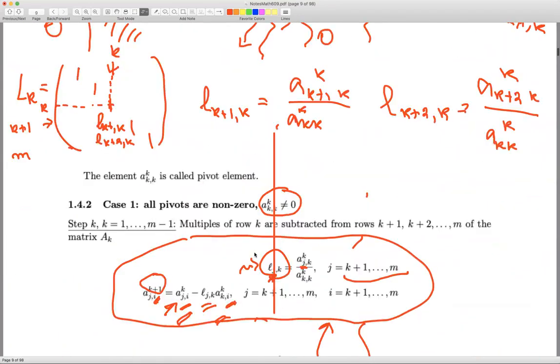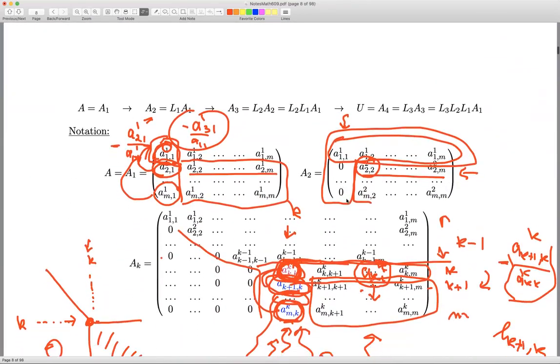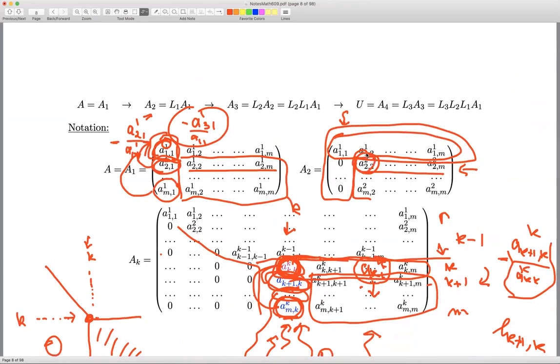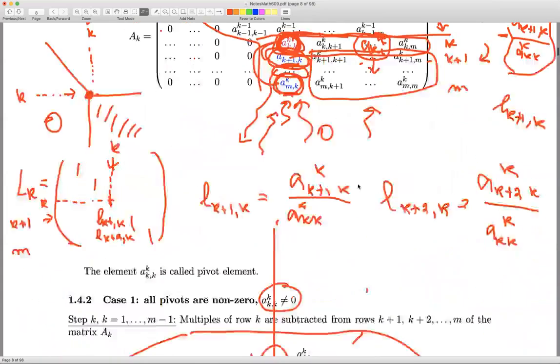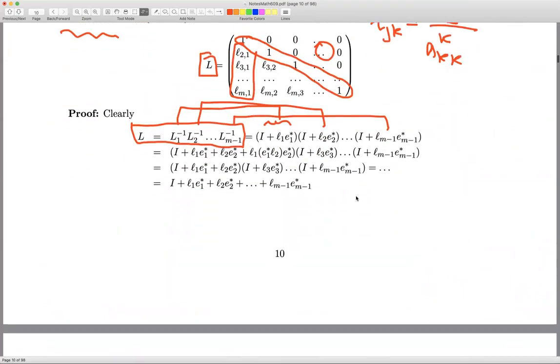Then I do the second step of my Gauss elimination. In the second step, this is the pivot element, and the pivot element occupies the second column. Then I look at the corresponding ratio of this element divided by the pivot element. This is the corresponding L with the same indices as the indices of the numerator of that ratio.